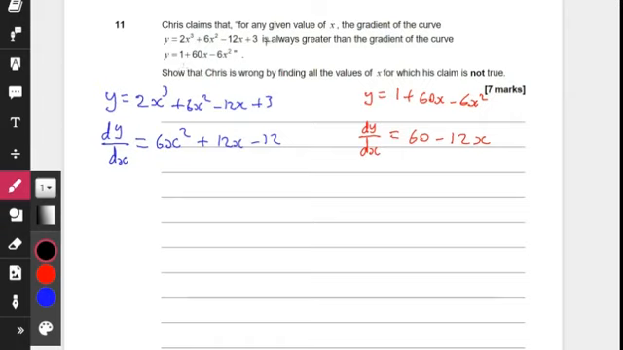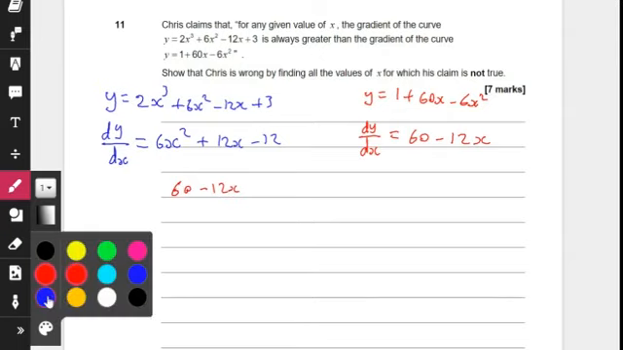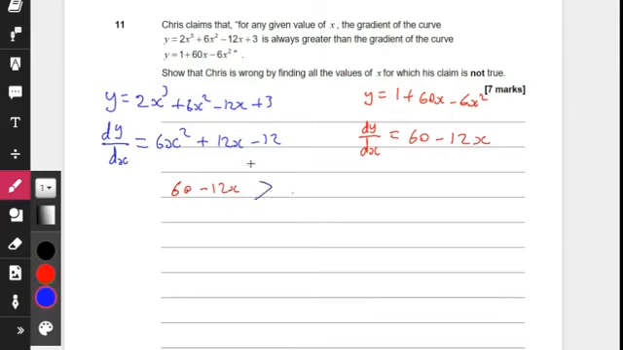So he says the gradient is always greater than the gradient of the other one. And we want to show that he is wrong by finding all the values for which the claim is not true, i.e. we want to find the values for which the red is greater than the blue. So we may as well say red is greater than blue. So let's let the gradient 60 minus 12x be greater than 6x squared plus 12x minus 12.